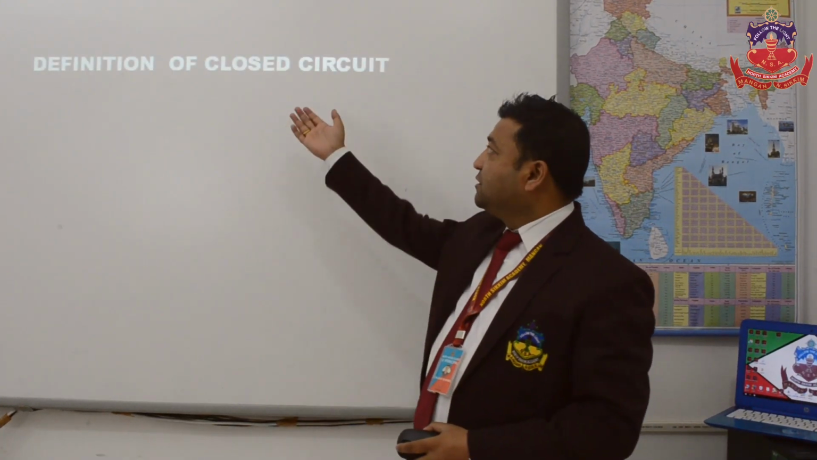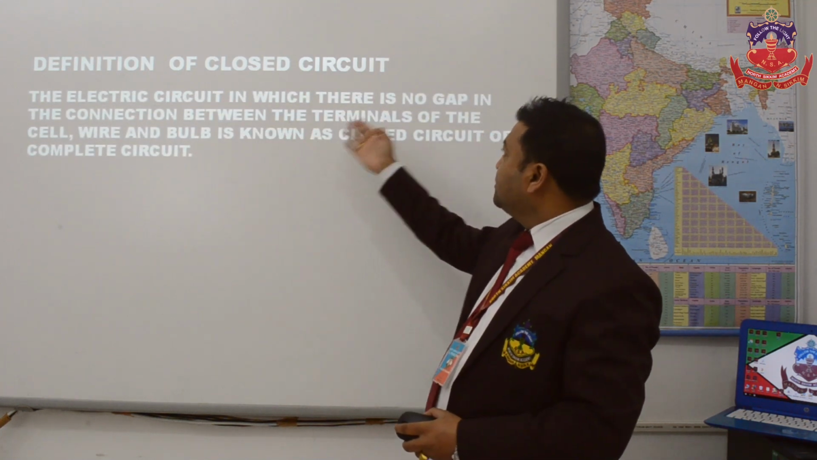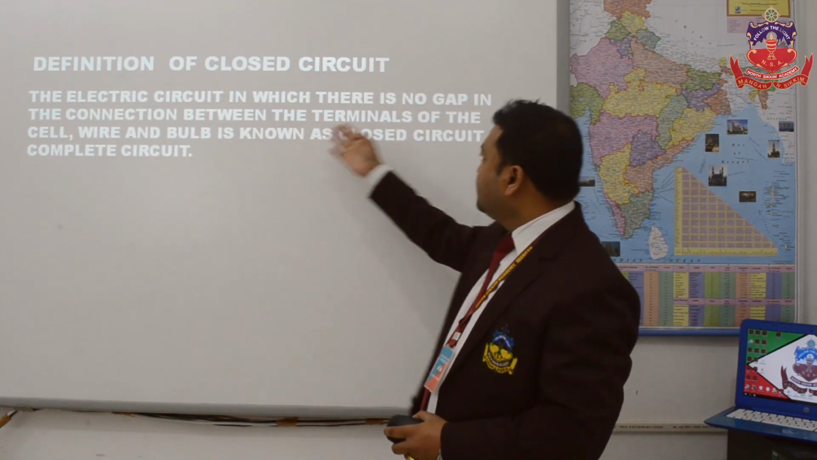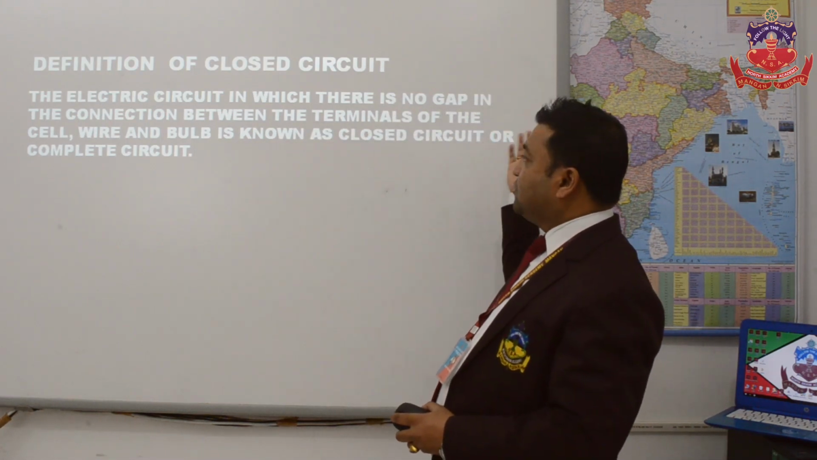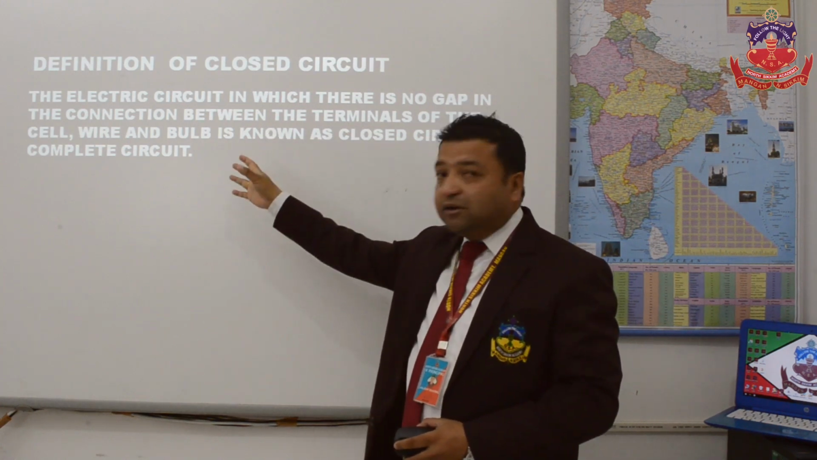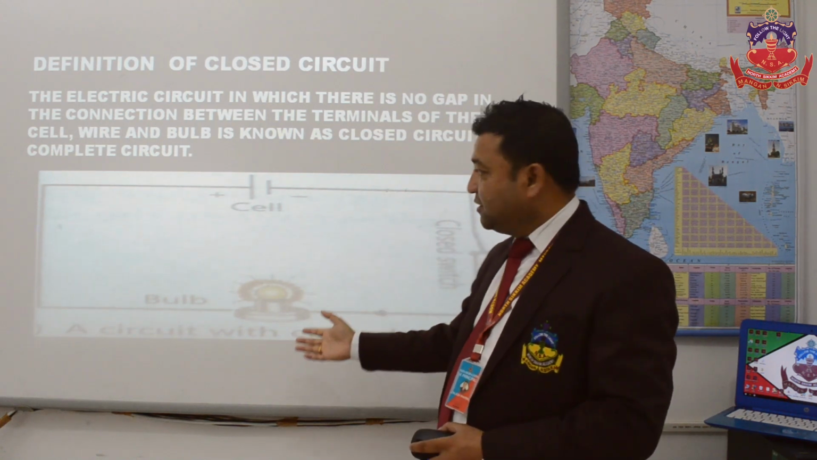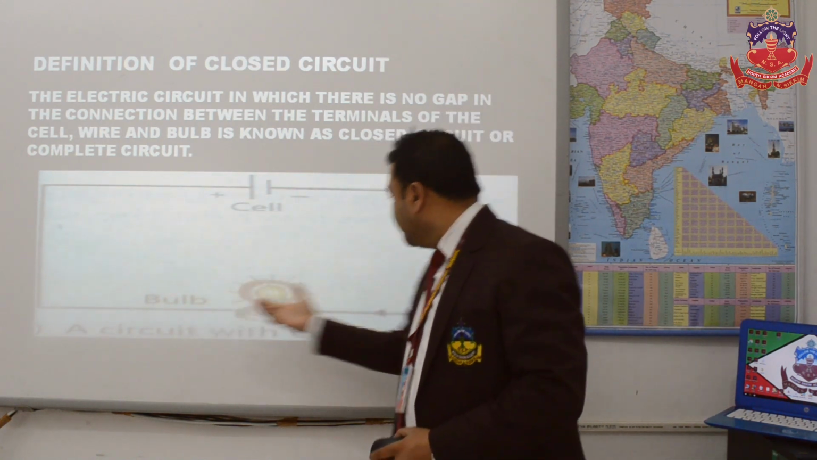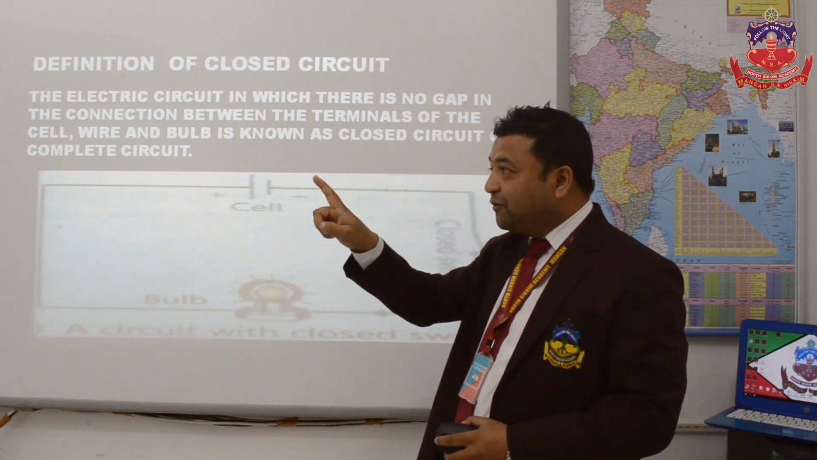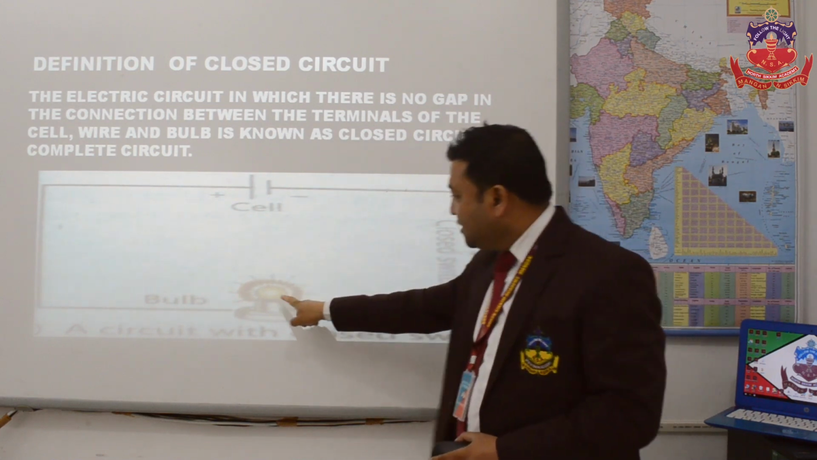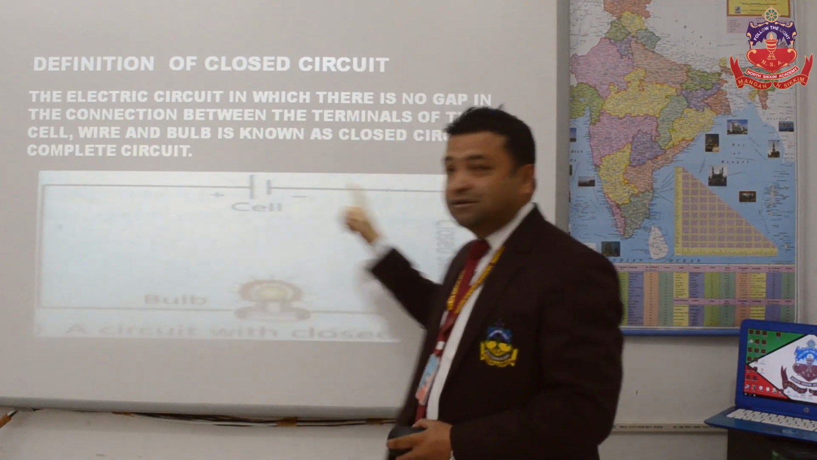The next topic is the definition of closed circuit. The electric circuit in which there is no gap in the connection between the terminals of the cell, wire and bulb is known as a closed circuit or a complete circuit. To explain this in detail, I'll show you the picture of a closed switch. You can see the cell, you can see the bulb, and you can see the closed switch. That means, students, when you switch on the light, see, the bulb is glowing. This means that this is a closed circuit.